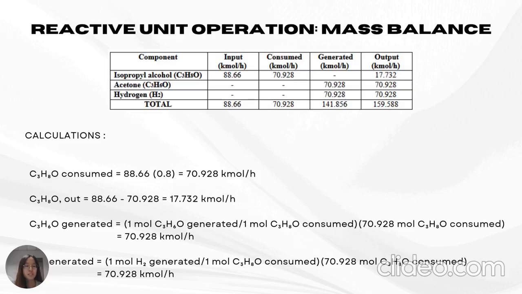To calculate the mass balance, we first need to determine the amount of isopropyl alcohol consumed. We can do that by multiplying the molar flow rate with the percentage of conversion. Then we can obtain the value, which is 70.928 kmol per hour. So we can know that the output of isopropyl alcohol is 17.732 kmol per hour. To calculate the acetone and hydrogen generated, we can use their stoichiometry relationship, and thus we obtain the value, which is the same as the isopropyl alcohol consumed.